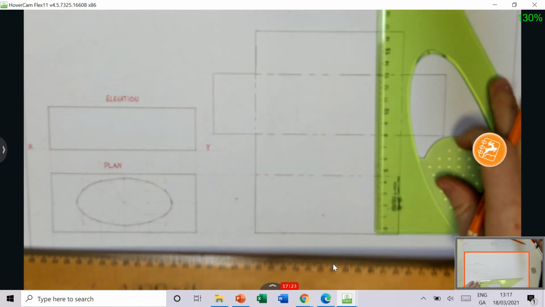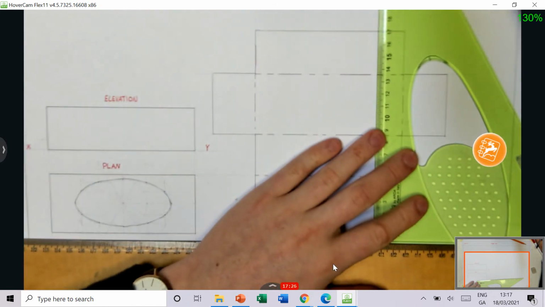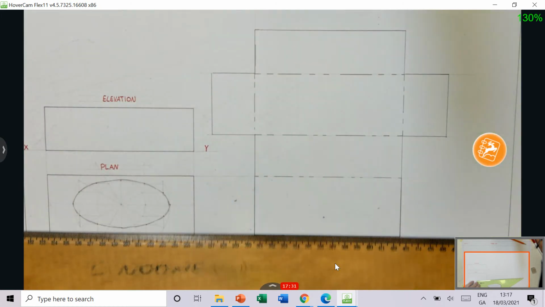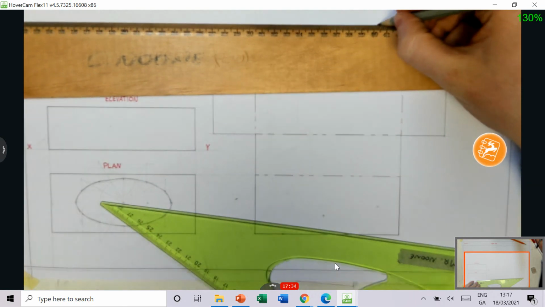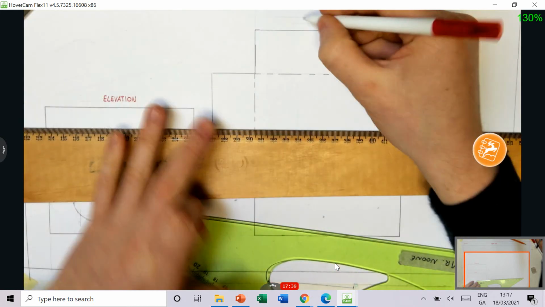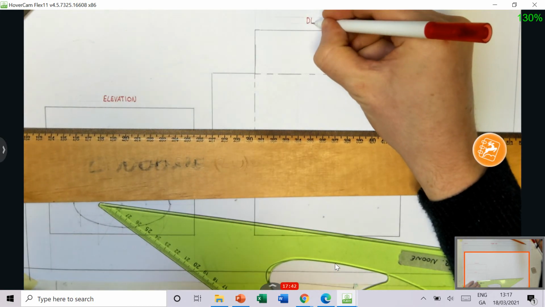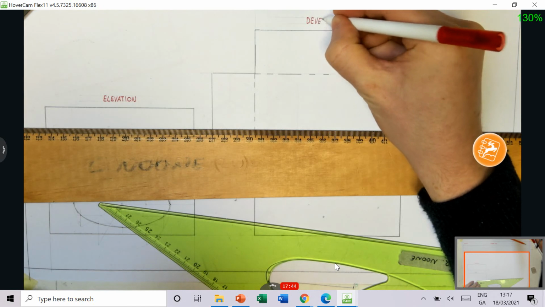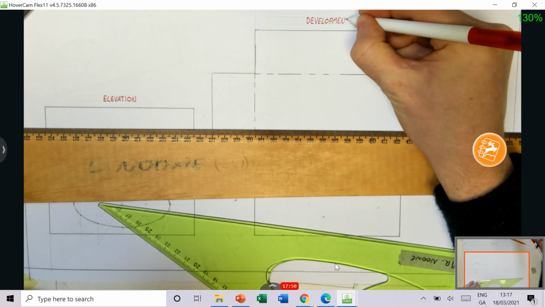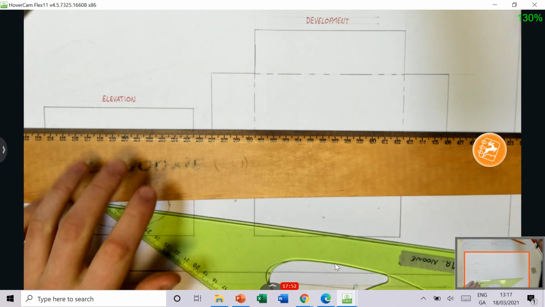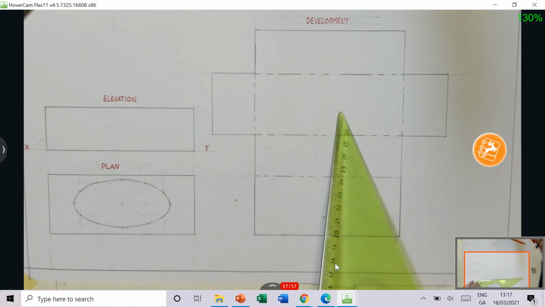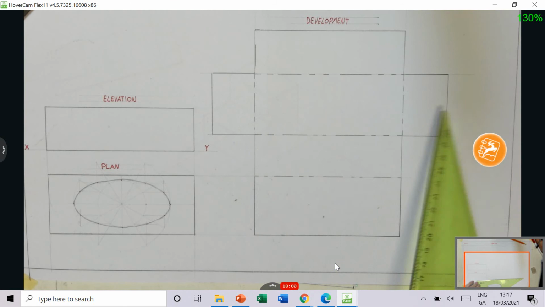Okay, so just before I finish that now, I want to measure up 5 and 5 and label that the development. Okay, so there's my development. The development would look like a plan, then an elevation, a plan, another elevation, and an end view at this end and an end view at this end.